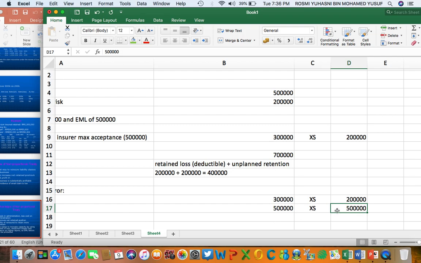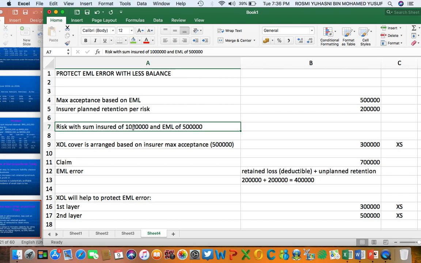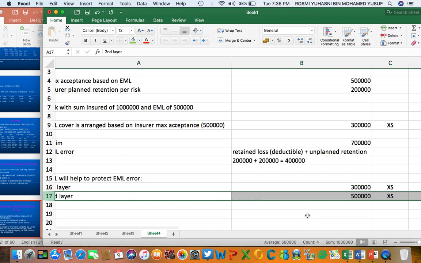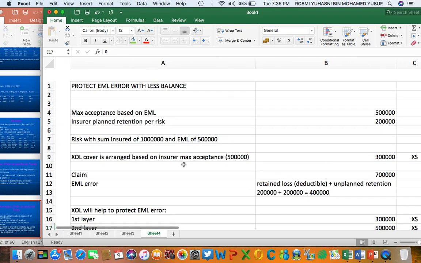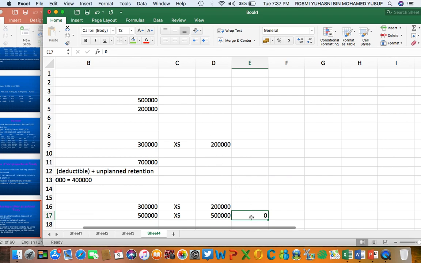So if you notice, the total of both the cover and deductible here equals what? Equals the sum insured of 1 million. So when there is a claim like this, which is more than the estimated EML, that excess, or those shortages, which are not protected by the first layer, will be covered by the second layer. So 500,000 minus 500,000, zero. So this is what we call less balance. So the second layer protects EML error with less balance. Less balance gives benefit to the reinsurer. So the reinsurer likes to have this type of balance, like zero, okay? 500,000 minus 500,000 is zero. So it's a win-win situation for the insurer and for the reinsurer.